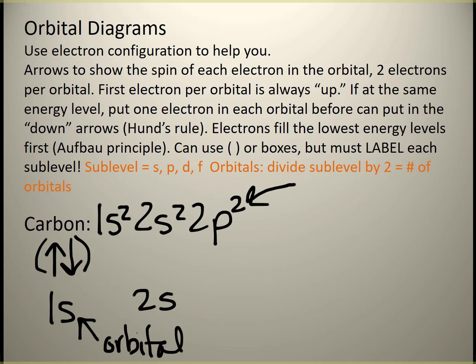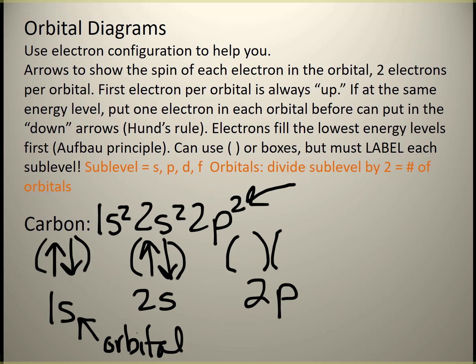Let's go to the 2s orbital. Again, 2 electrons, one up, one down. Now let's go to the 2p. So now my 2p orbitals, there's 3 of them. And I do need to draw all their orbitals. Whether they have arrows in them or not, you need to draw them. And I have to put 2 electrons in. So I'm going to put 1 electron in the first orbital and 1 electron in the second orbital.